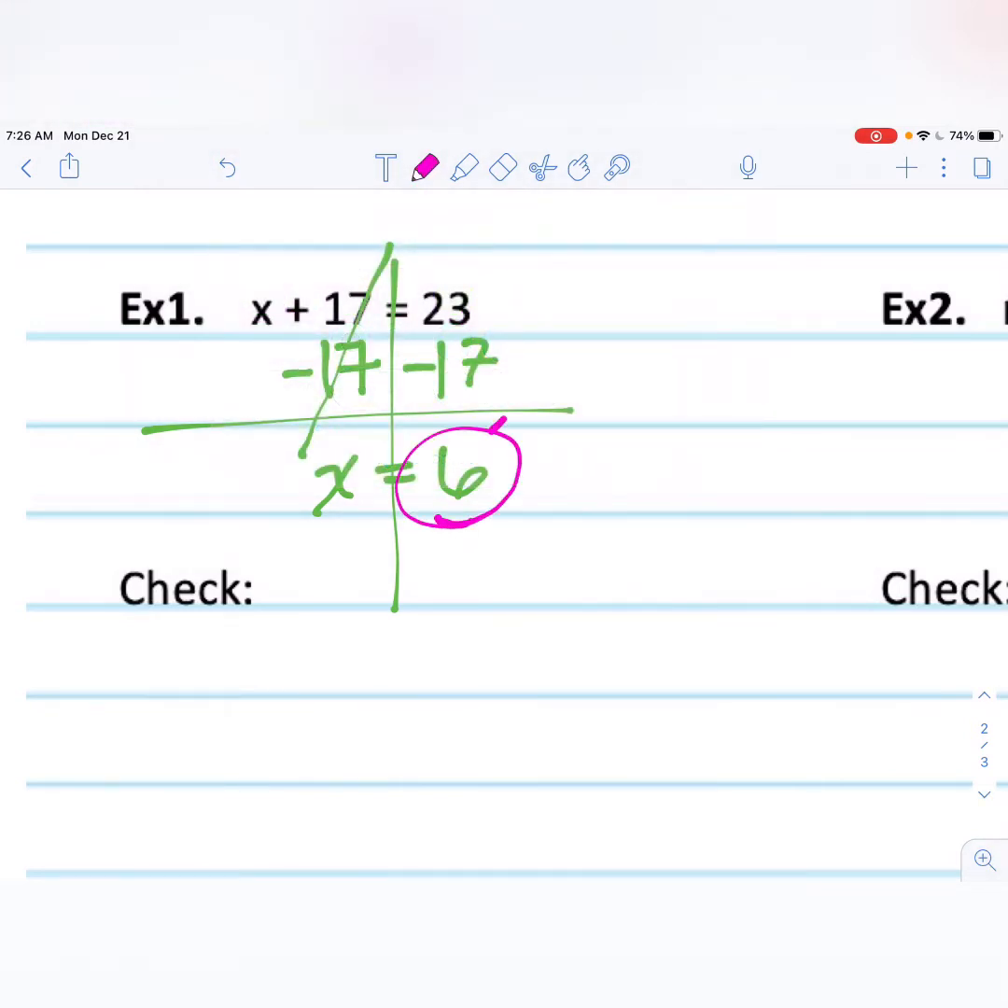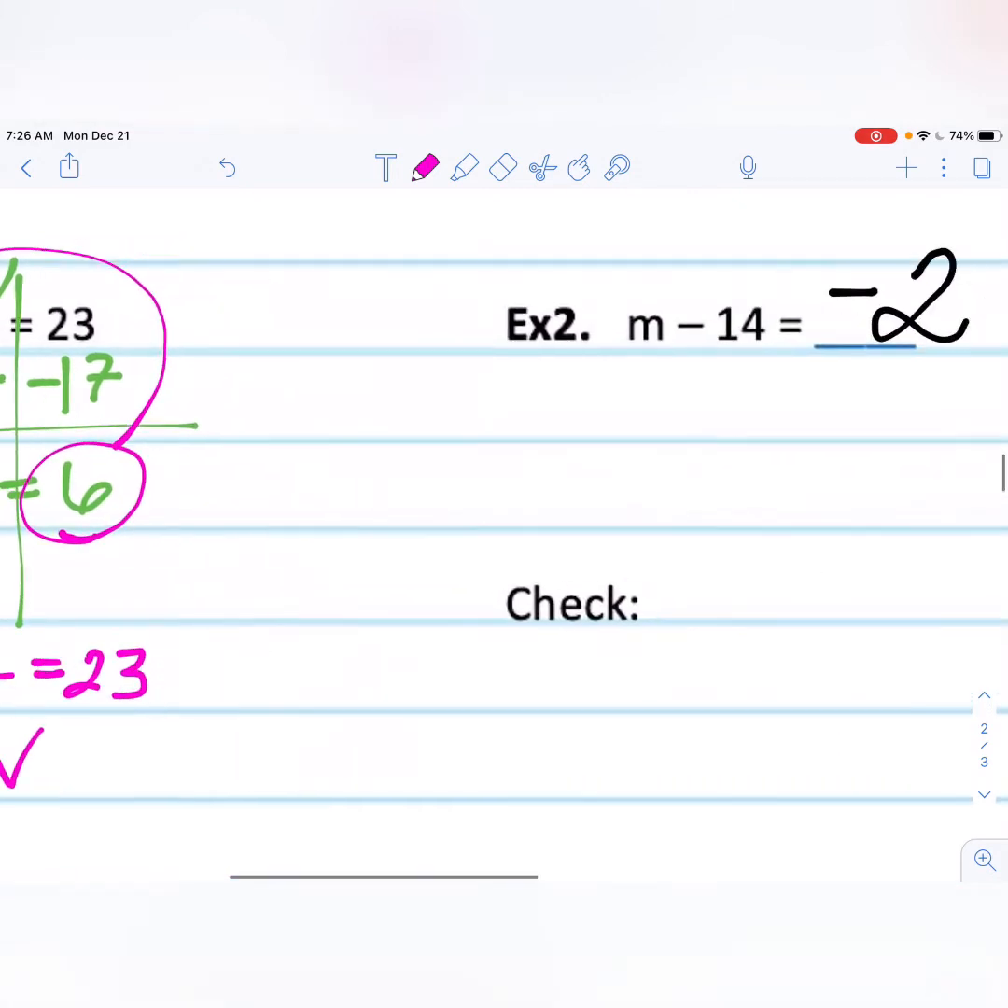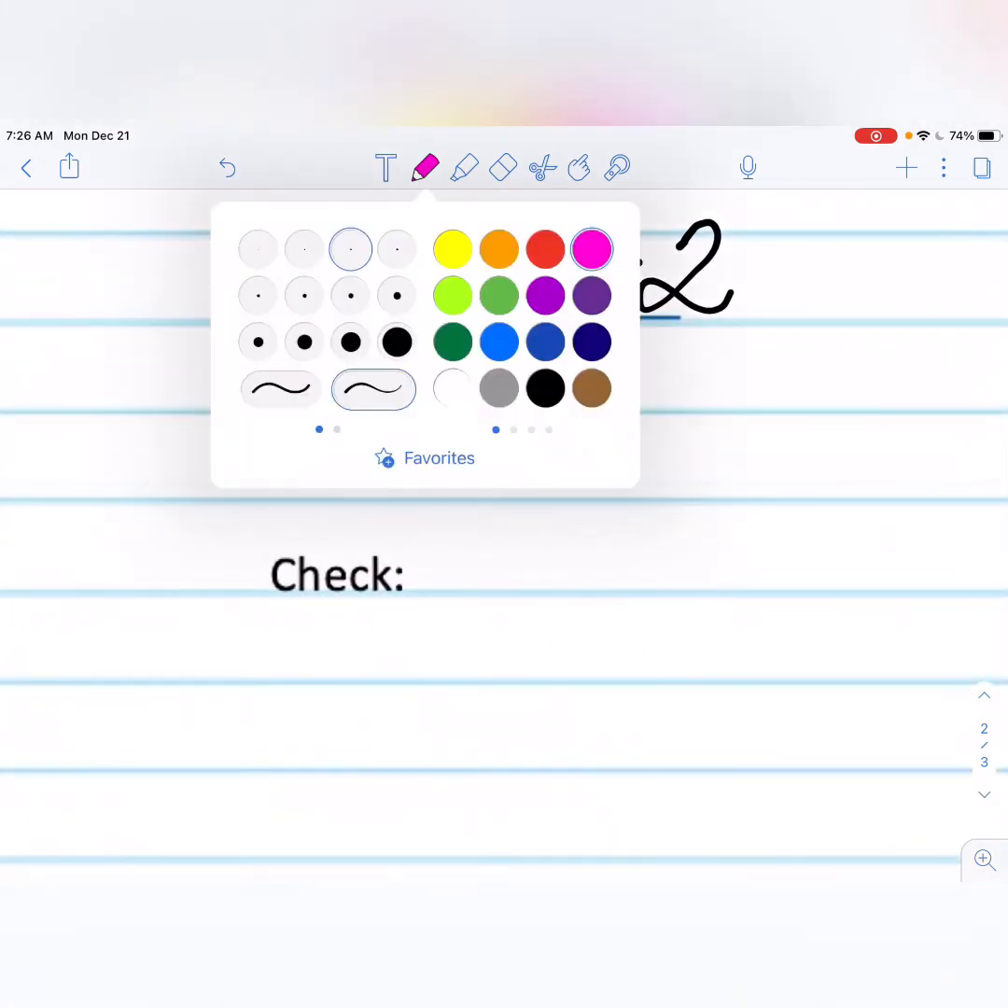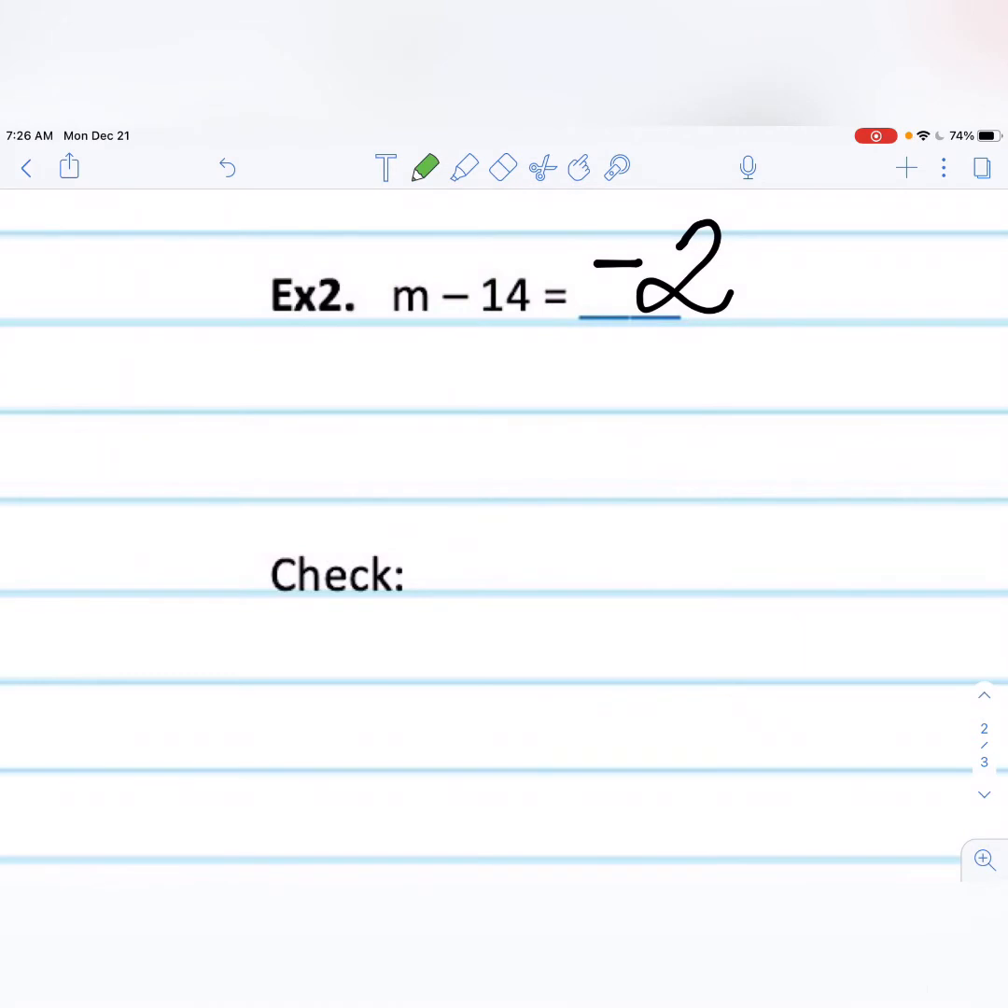I'm going to go ahead and check my answer by putting that in place of the x in the original equation. And sure enough, 6 plus 17 does equal 23, so that works out. For example 2, we want to do the opposite of subtraction. So this time we're going to add on both sides. What do we add? We add the 14 because we care about this side with the m. So we're going to go ahead and add 14.